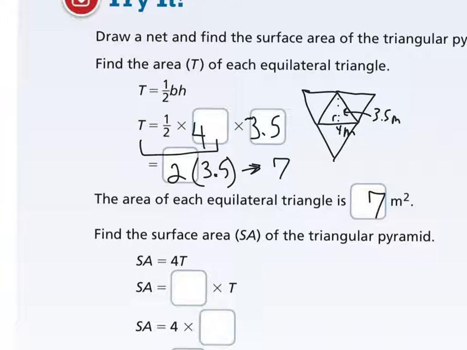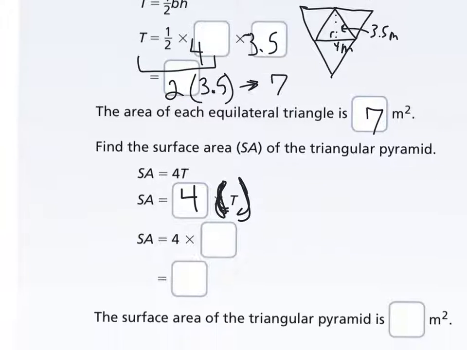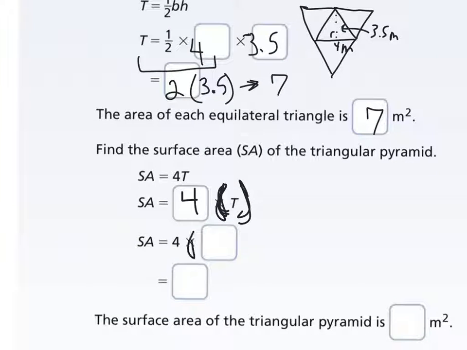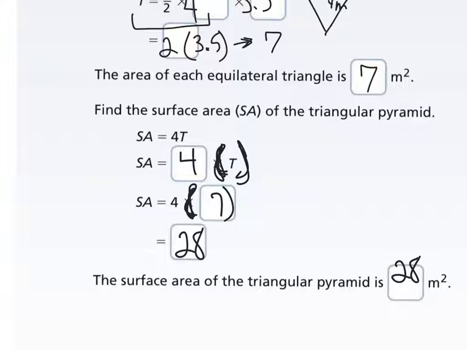And then we have 4 of these that are identical. So I'm not sure why they restated what they just put there, but 4t means 4 times t. I guess they're showing that it's multiplication, which we probably won't use that multiplication symbol there. And then each triangle was 7, so we'll do 4 times 7, which would be 28. So surface area of the triangular pyramid would be 28 square meters.